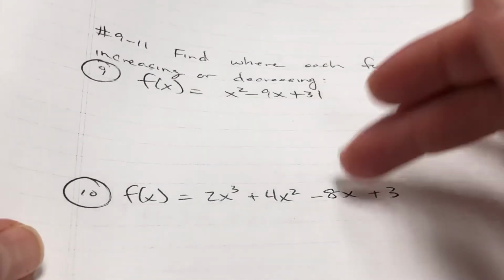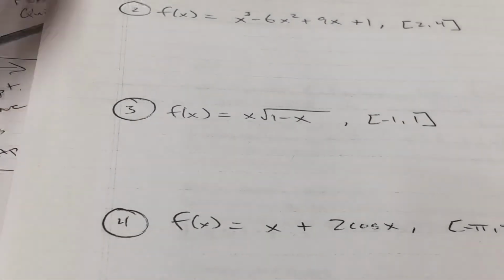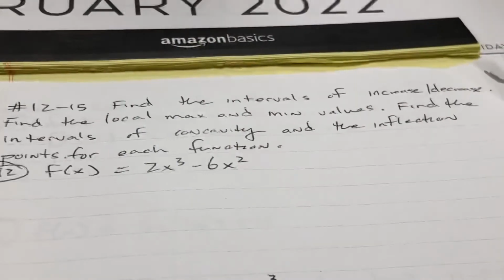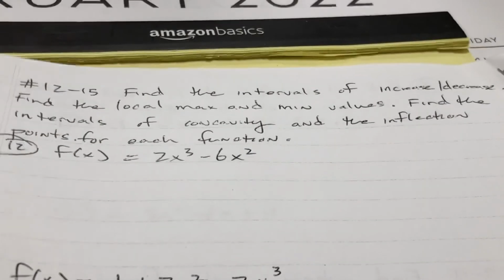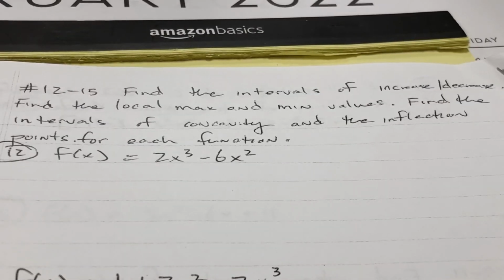You can do 9 and 10. Maybe you wait on 11 for me. And then find the intervals of increase. Find it all. Find it all. So, 12, 13, 14 should be pretty good. You might want to wait on 15 for me.